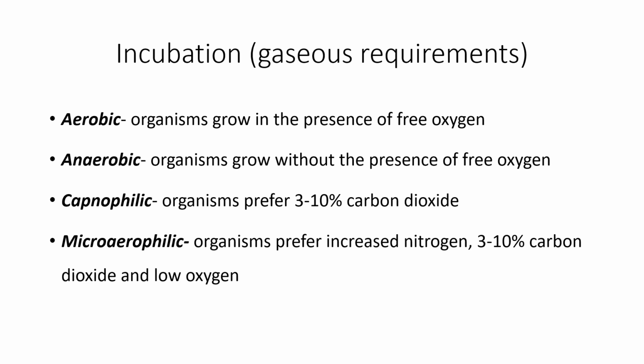Then we've got our capnophiles, or our capnophilic organisms, and they prefer 3 to 10% carbon dioxide. These are usually our fastidious organisms such as Neisseria, Haemophilus, and our alpha hemolytic streps. And then we have our microaerophiles, which are organisms that prefer about 85% nitrogen, 3 to 10% carbon dioxide, and low oxygen, usually about 5% oxygen. And one such example of a microaerophilic organism would be Campylobacter jejuni.